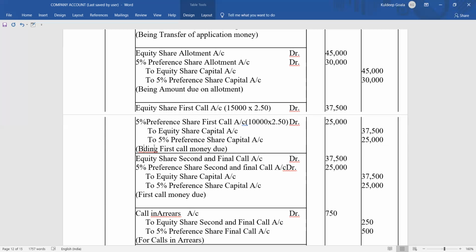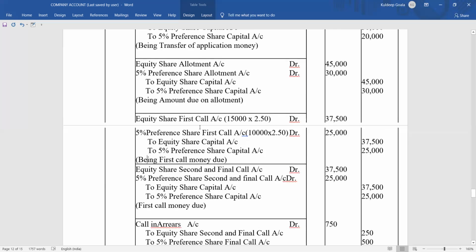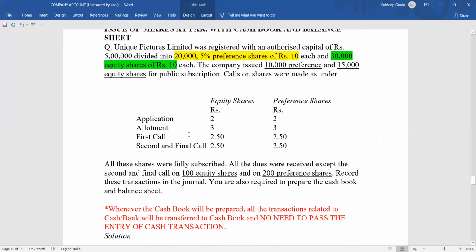Okay. Now coming to the next one, what is there? It will be the receive entry. We already saw that there is no problem in case of application and allotment. Obviously, an application generally doesn't have anything, and allotment and first call also is not having any issues. Only the problem is there in the preference share.